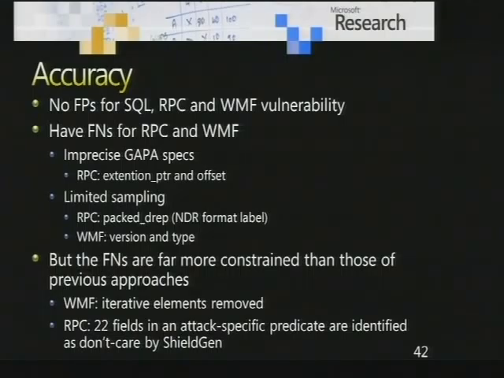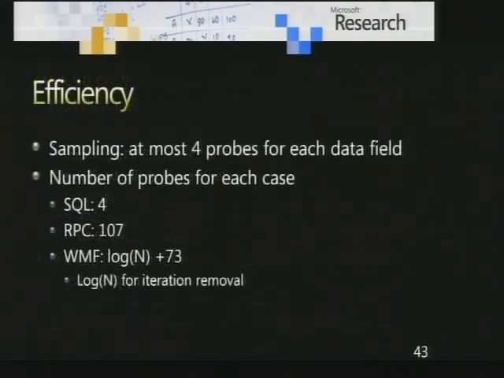And for RPC, we find out 22 fields are don't care fields, and a previous solution will give a specific condition on those. And for efficiency, we only need to generate a small number of probes since we do sampling on them. And also, for the iteration removal, we do it exponentially.